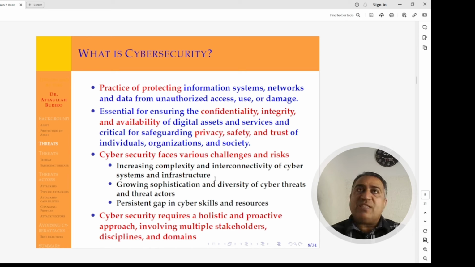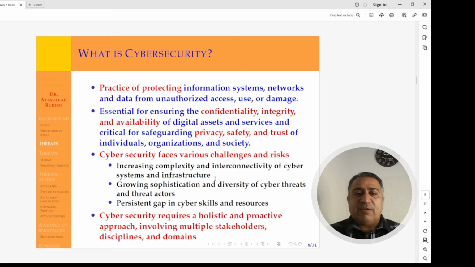Okay, cybersecurity also faces some challenges and risks. The point is, we are living in an age where networks have increased exponentially, and the connectivity of cyber systems and infrastructures is growing rapidly. Number two, the gap of cyber skills and resources is increasing. That's why the cybersecurity field is a hot topic these days. Okay, so cybersecurity requires expertise in multiple domains, like I told you before: machine learning, Linux, and penetration testing.